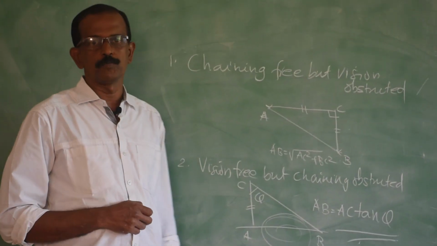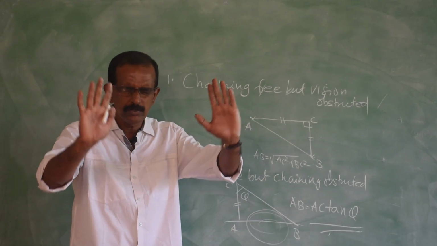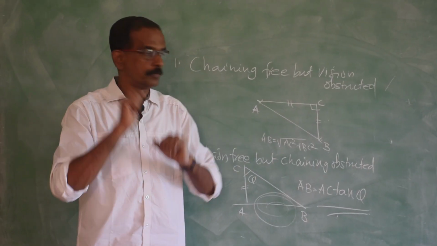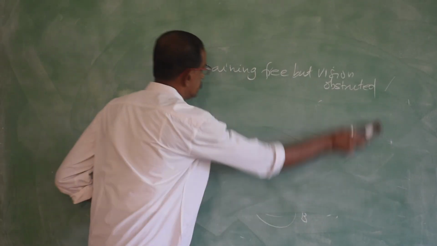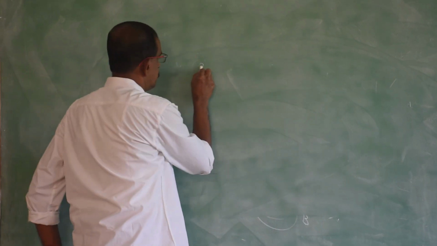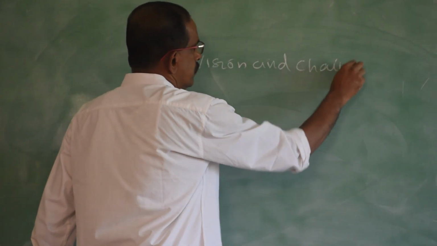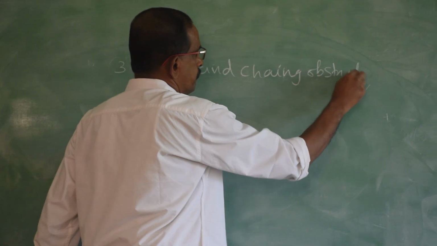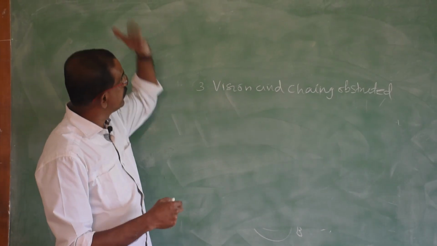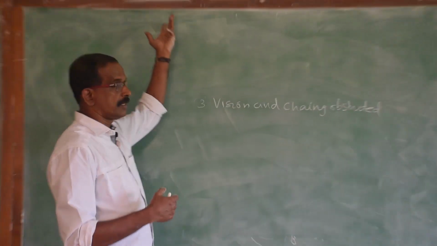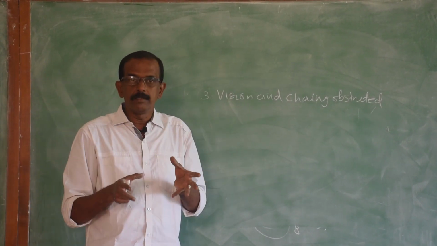What is the third type of obstruction? Yes, obviously vision as well as chaining obstructed. You can't see the points, you can't stretch the chain, that is such obstruction. So, how to overcome such a difficulty? Third obstruction, vision and chaining obstructed. Example, if you stand at A, B is not visible, assume B is on the next row. If you stand here, I can't see that point and I can't stretch the chain. So, example, building, a tree in between A and B.